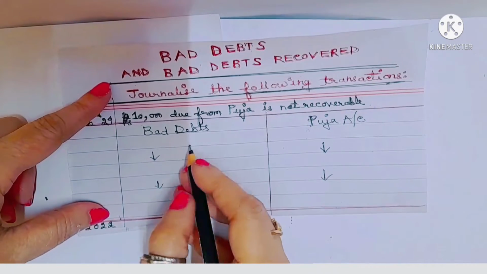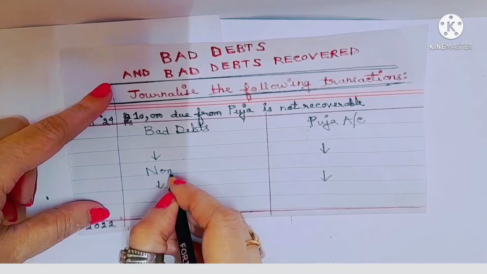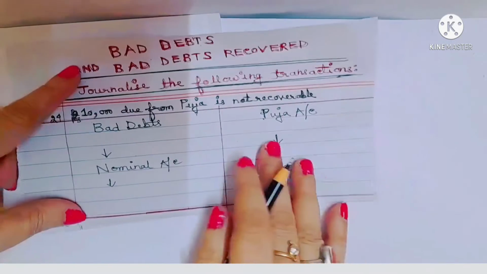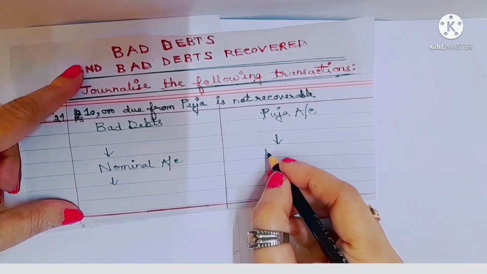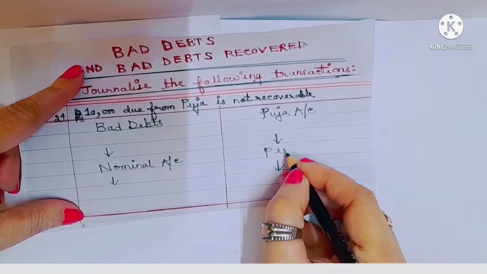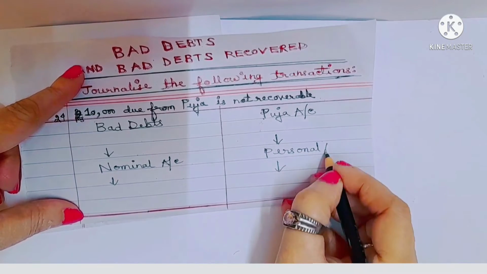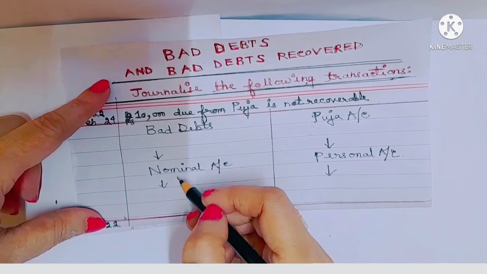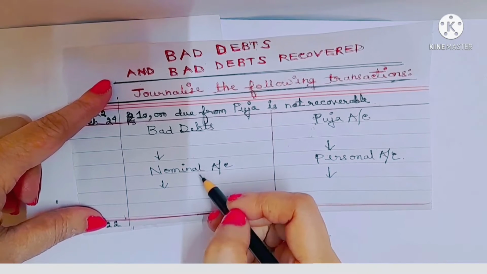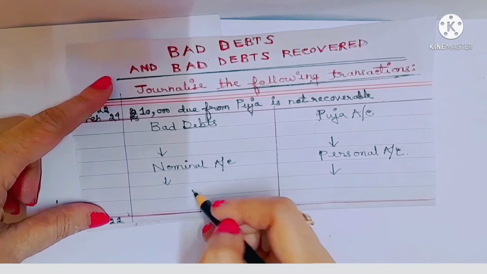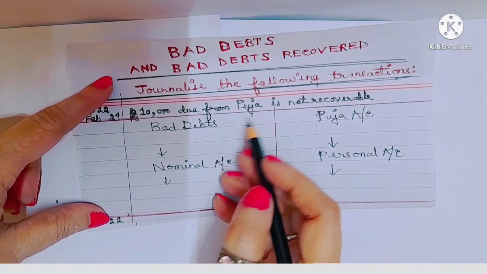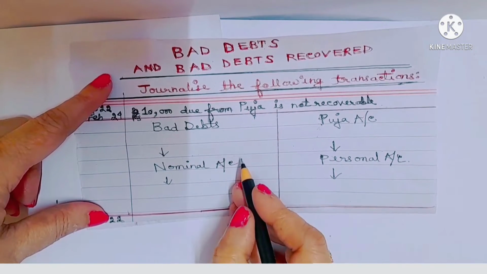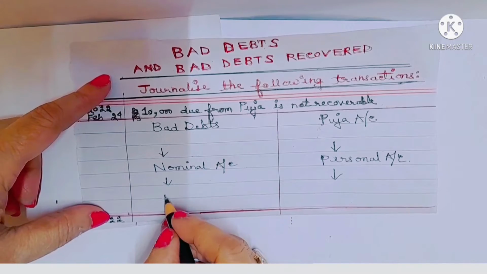Bad debts always falls under nominal account. Remember this thing or memorize it. And Pooja, as you all know, falls under personal account. Under nominal account, all losses and expenses are debited. Here, Pooja is unable to give rupees 10,000, so it's a loss for the business. So bad debt should be debited.